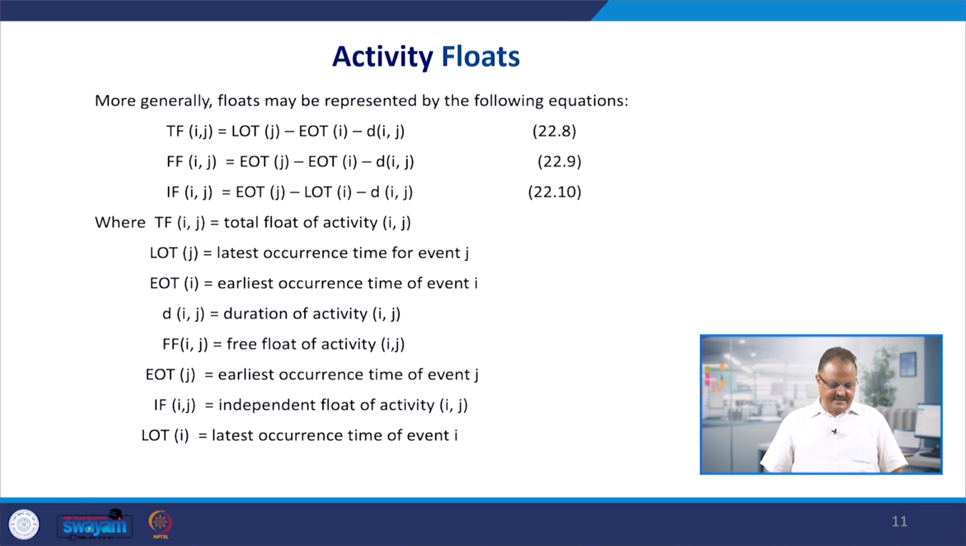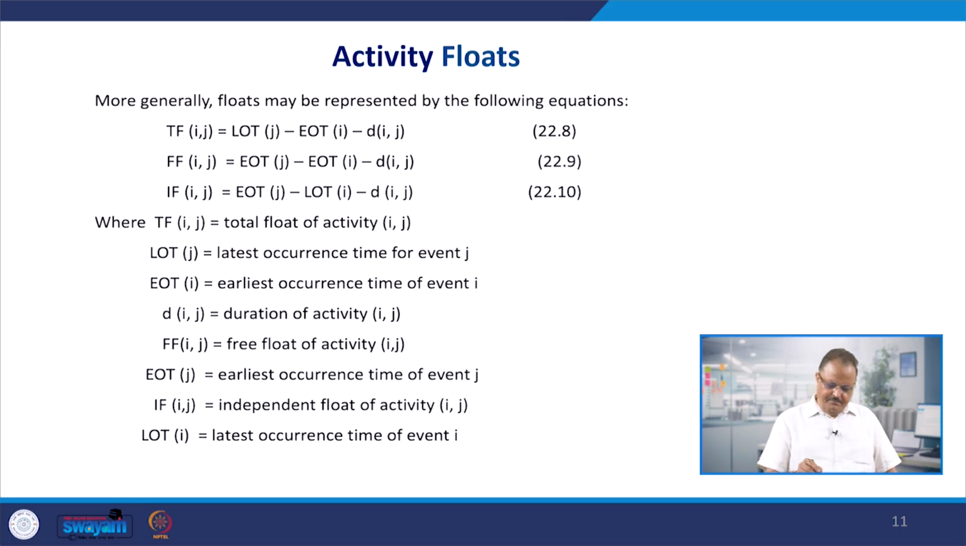Total float of an activity Ij is equal to LOT of event j minus EOT of event i minus duration of activity Ij. Similarly, the free float of the activity Ij is equal to earliest occurrence time of event j minus earliest occurrence time of i minus duration of Ij, that is activity Ij. And independent float of Ij is the earliest occurrence time of event j minus LOT, latest occurrence time of event i, minus duration of the activity, that is Ij.